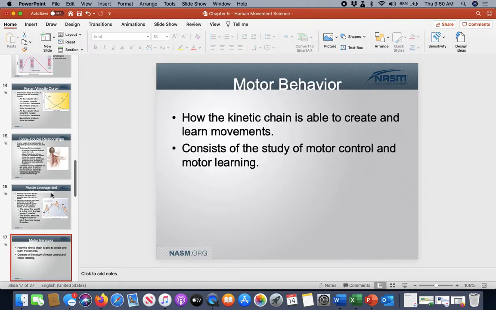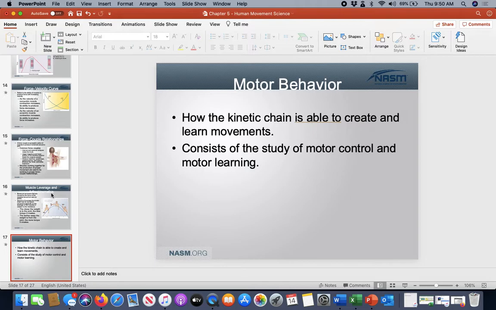Okay. So some of the things here that we refer to in terms of motor behavior: you've seen the term kinetic chain before, that again is from head to toe. All right, with motor behavior, what are we talking about? It's basically how do we create and then how do we learn specific movements. Okay, and that's the motor behavior part of it.